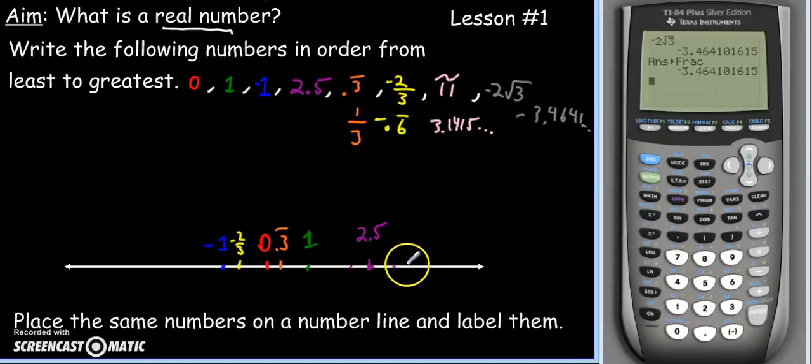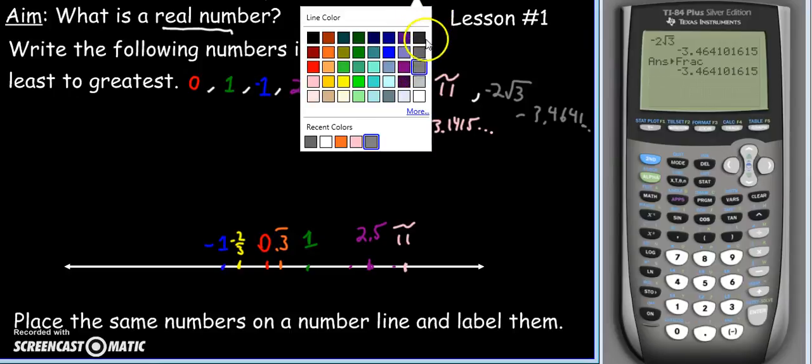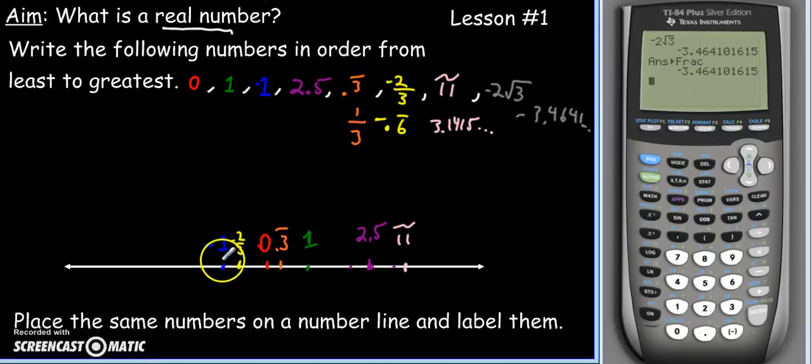Alright, so pi belongs where on the number line? Well, if this is 3, 3.14 is about here. So that's pi. And negative 2 radical 3 is located over here. That's negative 1, so this is negative 2. That'll be negative 3, negative 4. It should be located around here, which is negative 3, negative 2 radical 3.